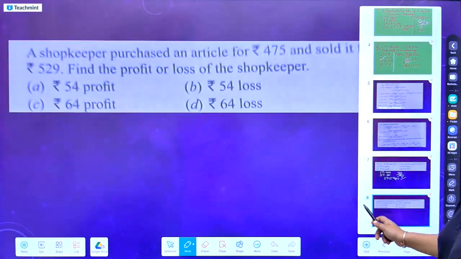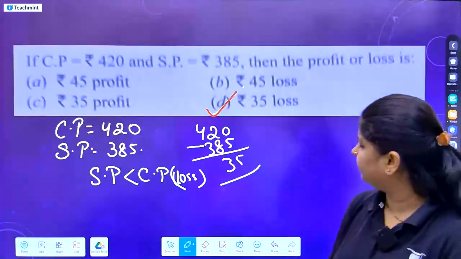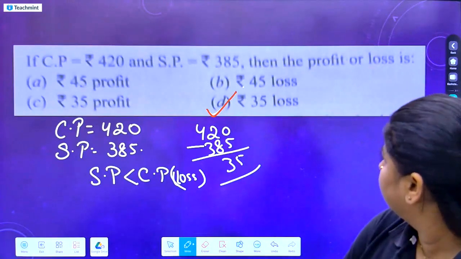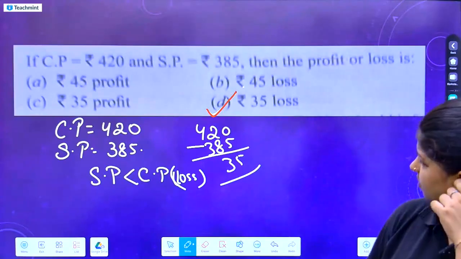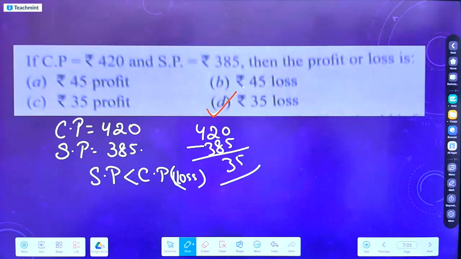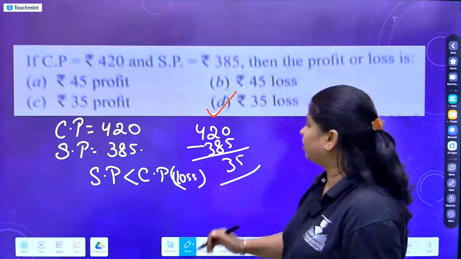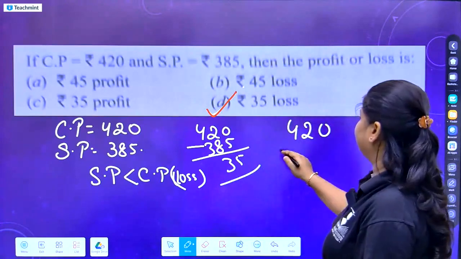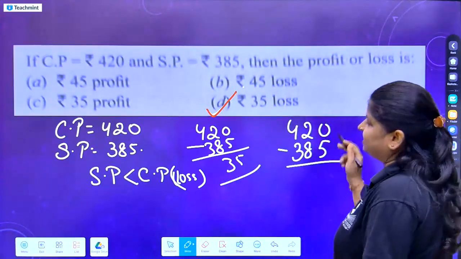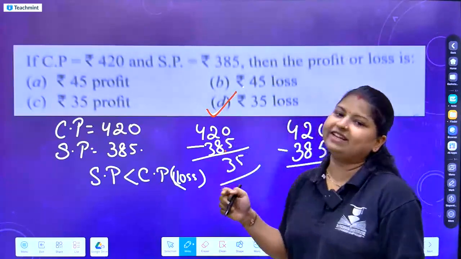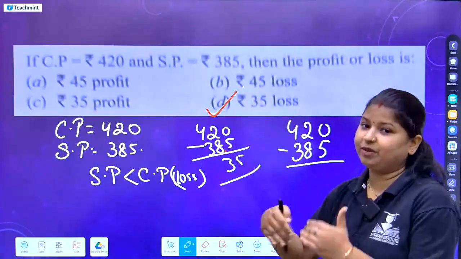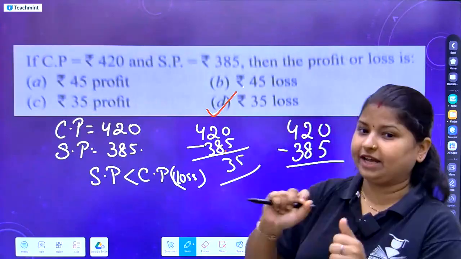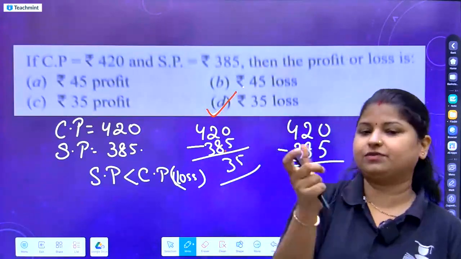Ma'am, you have done wrong subtraction. Pardon, beta? Ma'am, as you carry 1 from 4 and then take it to the 2, it becomes 12. And as you minus 8 from 12, it becomes 4. But you have written 3. Beta, as per your concept, because I don't subtract like that by taking carry. I subtract like 15 and 20, 35. We're using the short trick: 385 to make it 400, I am 15 less, so 15, and to 420 it is 20. So 20 plus 15, 35.